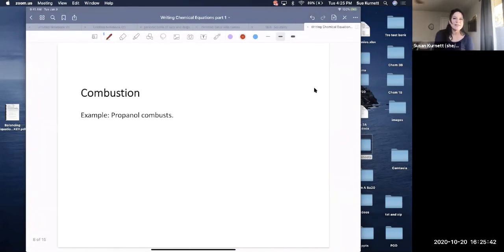Oh, here's another combustion, propanol. Propanol is C3, let's see, C3H8, but it's C3H7OH. So go ahead and add oxygen, and then on the product side, put carbon dioxide and water. And when you're balancing oxygens at the end, remember that there is 1 in the fuel.